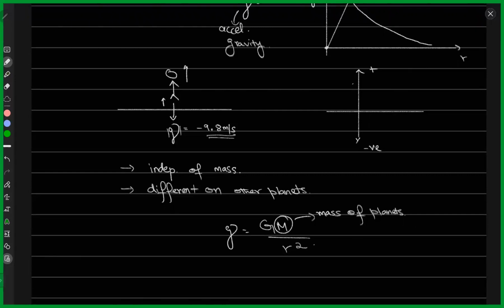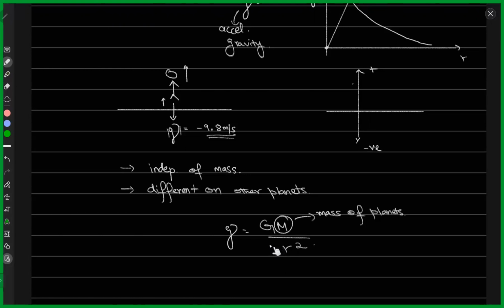For example, if I need to compute this value for the surface of the moon, I'll put the value for the mass of the moon, and in this r, I'd put the radius of the moon from the center of the moon to the surface of the moon, and it would give me some other value.